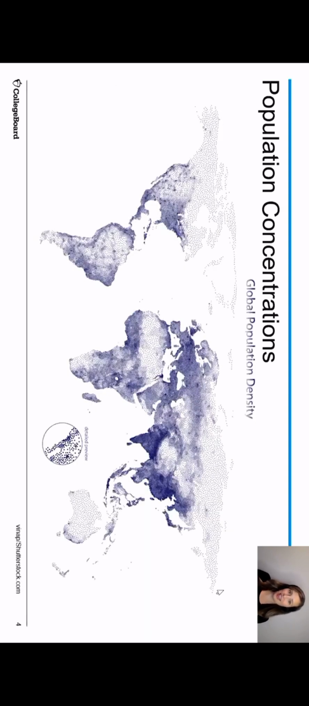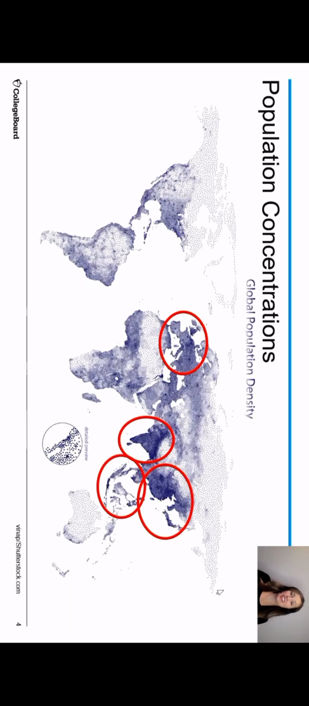In the last video, you learned that where people are located has political, social, and economic consequences. But where people are located also has environmental consequences. We talked in the last video about how there are 4 major population clusters in the world today, 3 of the major clusters being in Asia.